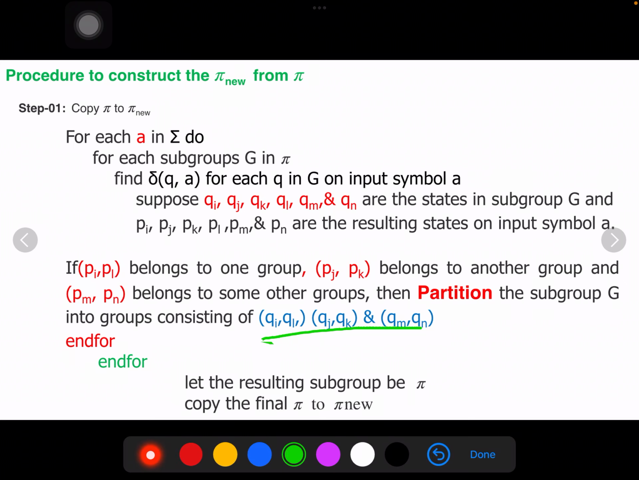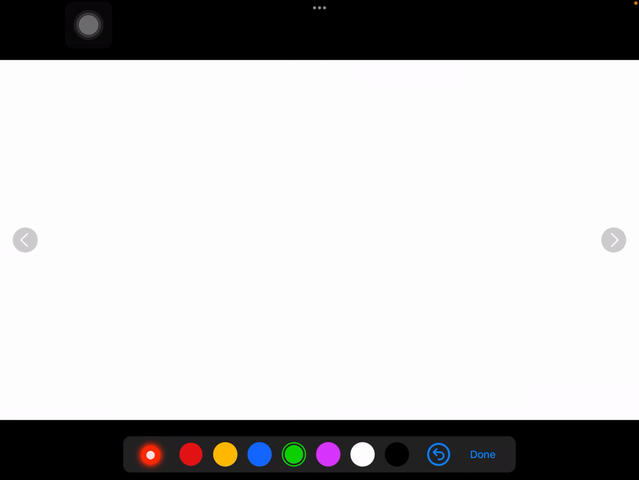At the end, whatever you are getting in pi new will be assigned to pi; copy the final pi to pi new. Now we take the problem. Once you understand the procedure, you can use it to minimize the given DFA.